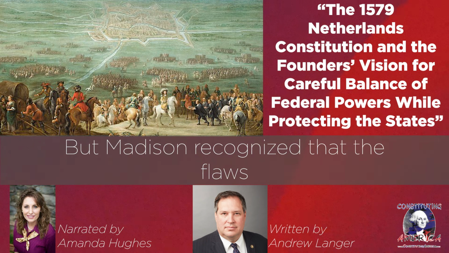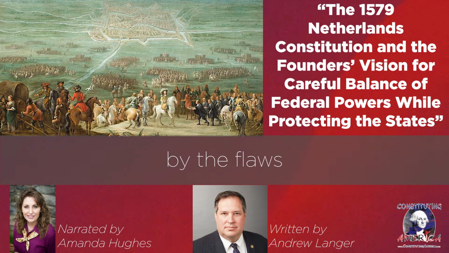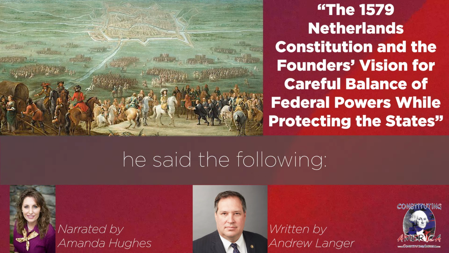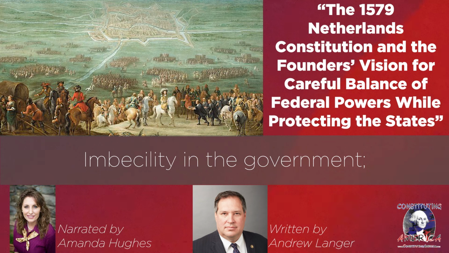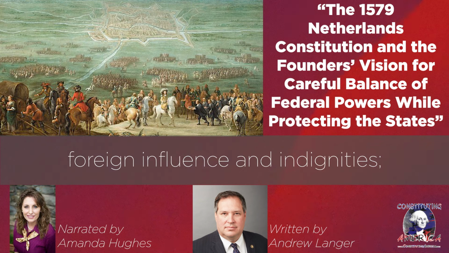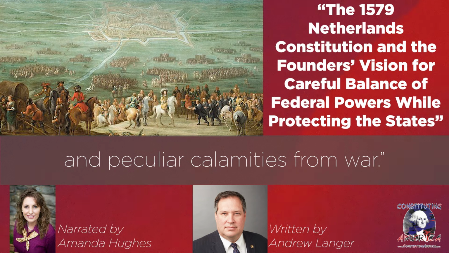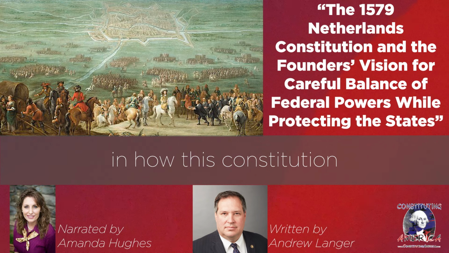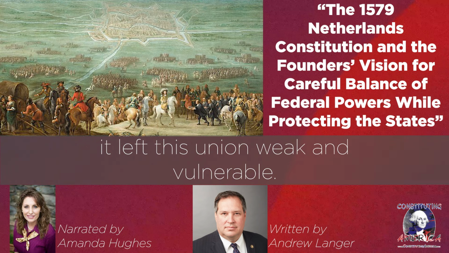But Madison recognized that the flaws endemic in the document creating this Dutch Confederacy were duplicated by the flaws in the Articles of Confederation. In laying out his criticism of the Netherlands Constitution, he said the following: "What are the characters which practice has stamped upon it? Imbecility in the government, discord among the provinces, foreign influence and indignities, a precarious existence in peace, and peculiar calamities from war." In other words, because of the structural flaws in how this Constitution laid out the relationship between the provinces, it left this union weak and vulnerable.